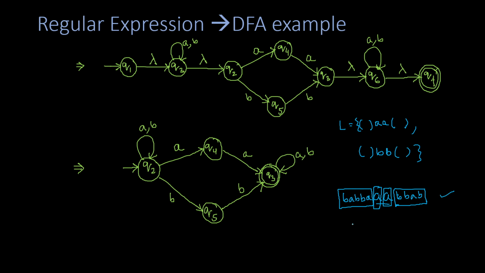But remember one thing: this is the NFA that we have got. It's not a DFA. The reason is that you can easily see that from Q2, for a, I have two options. I can remain in Q2 or I can go to Q4. So this is not a DFA.